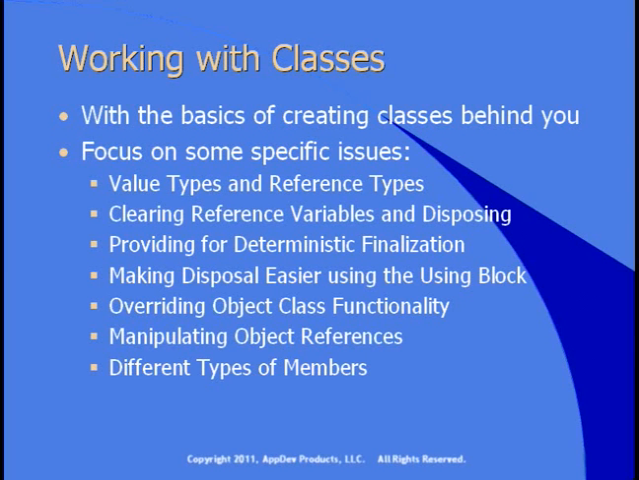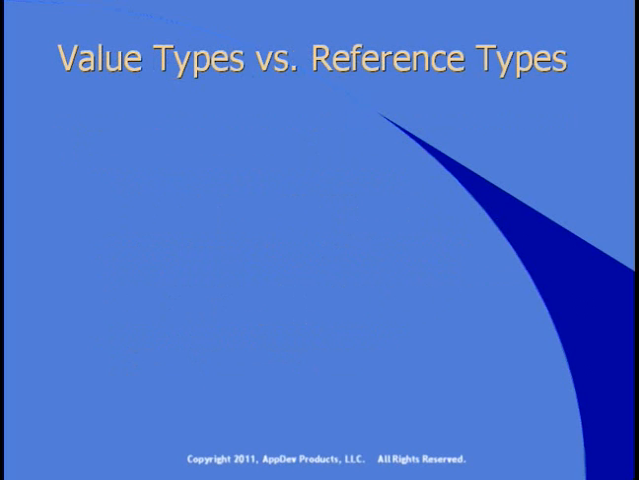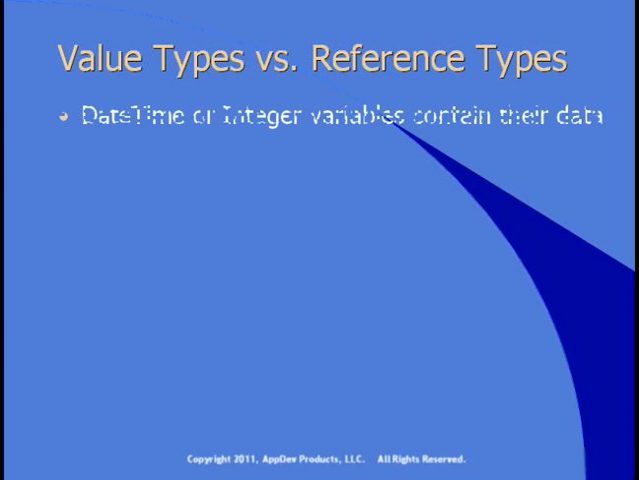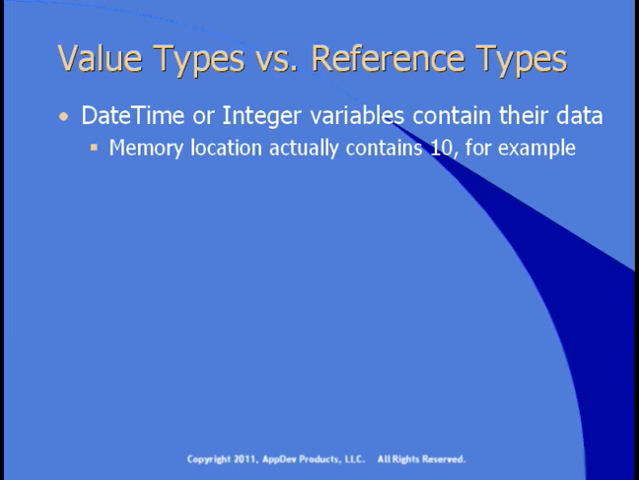So we've got a lot left to cover to complete our discussion of creating classes. Let's start by looking at value types versus reference types. Think about it. Date, time, or integer variables actually contain their data. If you have a variable that is an integer, and say it has the value 10, it actually contains the value 10. And these are called value types.